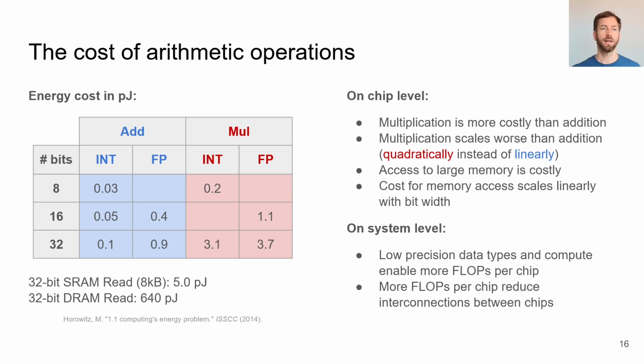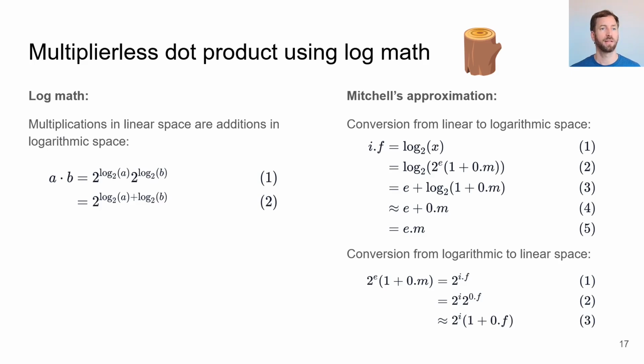Let's now compare the cost of multiplications to additions on the example of integer 32. Multiplications require more than 30 times more energy than additions. So it would be pretty awesome to get rid of these multiplications. There are different ways to do that, and today I want to highlight one specific way, and this is logarithmic math. Using logarithmic math, multiplications in linear space become additions in logarithmic space, as depicted by the two equations on the left-hand side.